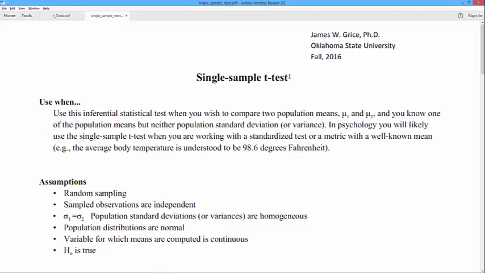Now, in psychology, we'll likely be using this type of test when we're working with a standardized questionnaire again, or with a metric that has a well-known mean. For example, your body temperature. The understood mean there is 98.6 degrees Fahrenheit. That's the typical body temperature, the resting body temperature. What is the standard deviation? That's not so widely known. So here again, we have a mean, but no standard deviation.